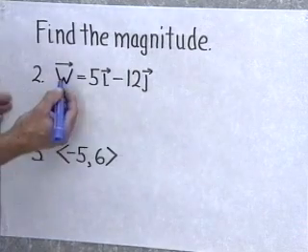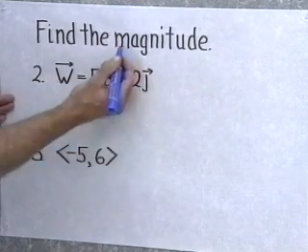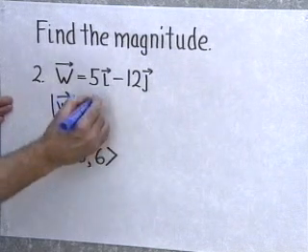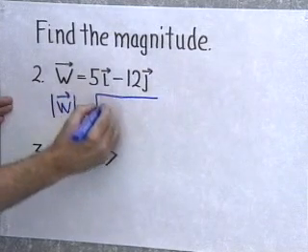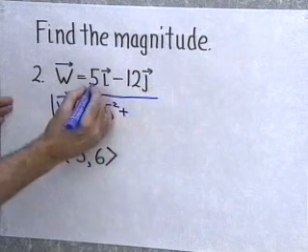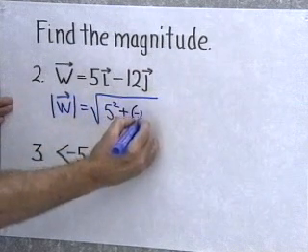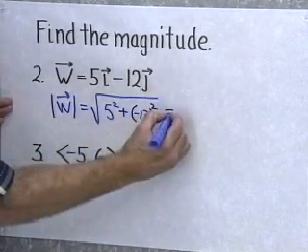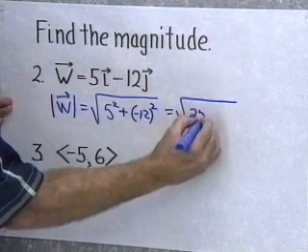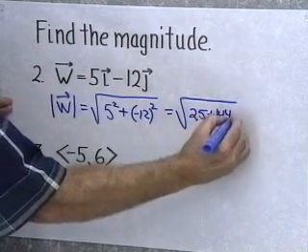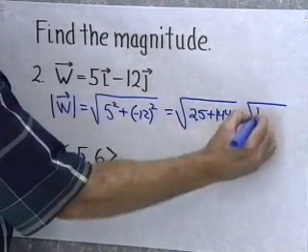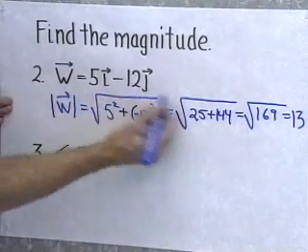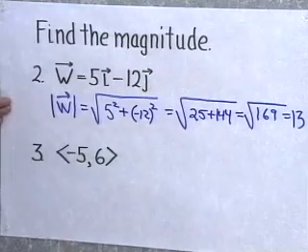Okay, so I want to take the vector w, it's 5i minus 12j, and I want to find its magnitude. Well, the magnitude of w is simply going to be the square root of the i component squared, sometimes called the horizontal component, plus the vertical component squared. So square root of 5 squared plus 12 squared, that's the square root of 25 plus 144, which is the square root of 169, which is 13. So this vector, 5i minus 12j, has a magnitude of 13.